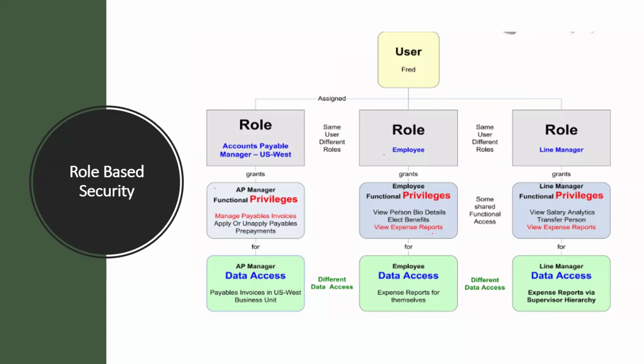Since he is an employee, he will commonly get the employee role, and as a line manager, that is his position. Let's see what he can do as an employee. He has functional privileges like viewing personal bio details, benefits, and he can view the expense reports.